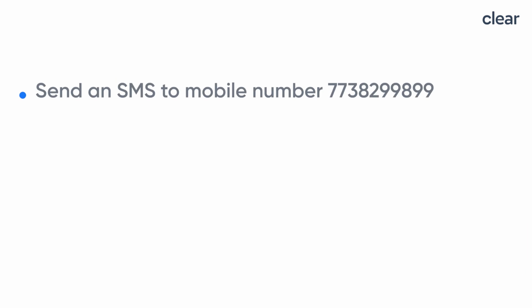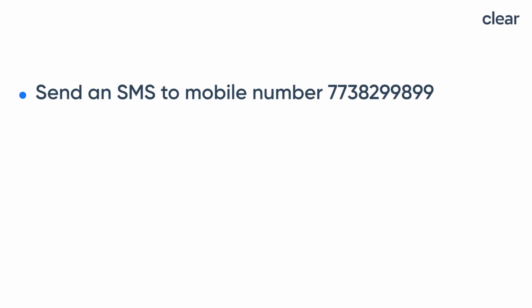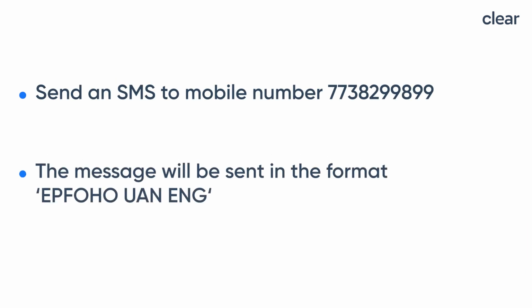Once the UAN is integrated with your KYC details, follow these steps. Send an SMS to mobile number 7738299899 and then the message will be shown in the format as shown on the screen.